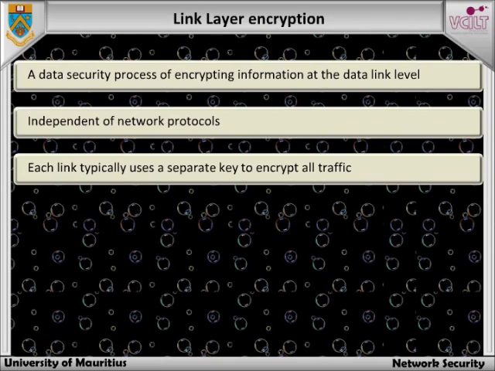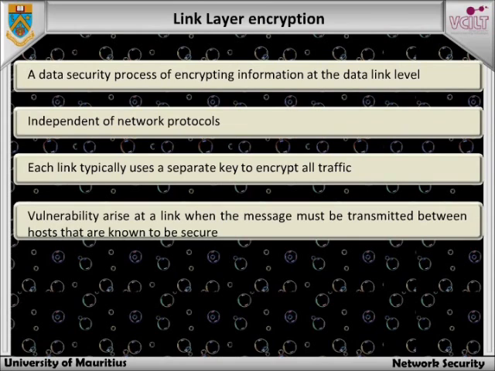In a large network where many individual links may be used in a connection, traffic will need to be repeatedly encrypted and decrypted. Because the process protects the message in transit, link encryption is very useful in situations where the security of the transmission line is not assured. However, because the message is decrypted at each host in the transmission path, vulnerability can arise at a link when the message must be transmitted between hosts that are not known to be secure.